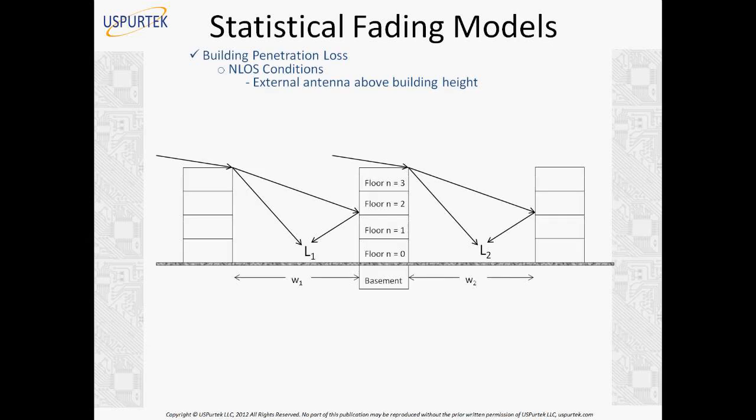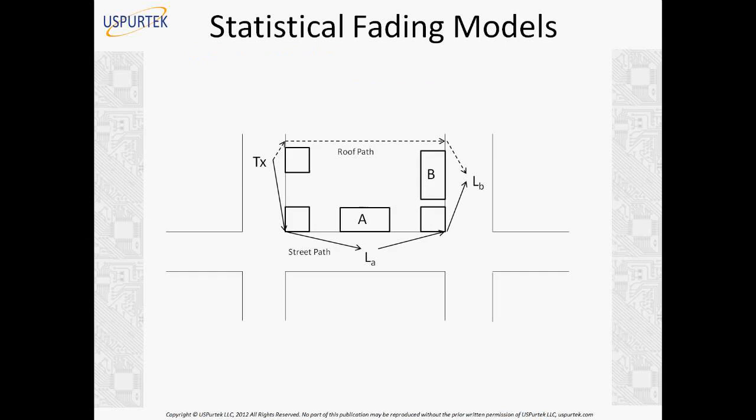So for near line of sight conditions, the first case is the external antenna above the building height, so there's some diffraction happening here. This is the situation illustrated in the picture. You have different floors, and you have to know if there's a basement or not in that building.